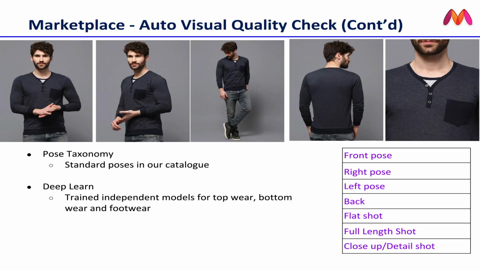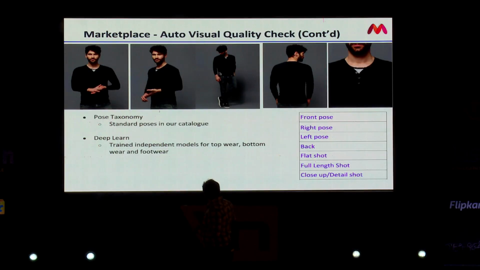So these are some of the images that I'm talking of. For example, the first one is a front pose, this is a left pose, this is a full length or a look shot, this is a back pose, and this is a close-up shot. So what is missing here is a flat shot, wherein we don't have a picture where the product is put on a table and then shot. That is missing. And yeah, we can give that feedback to the vendor.